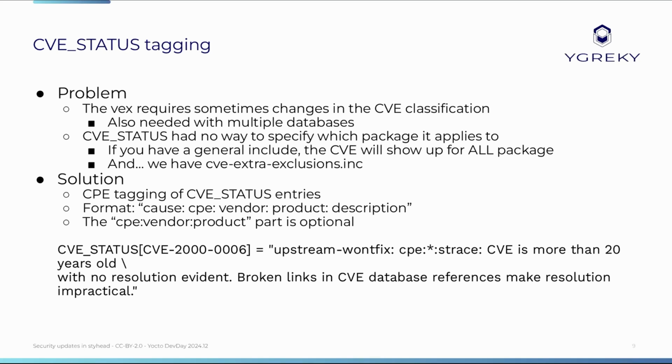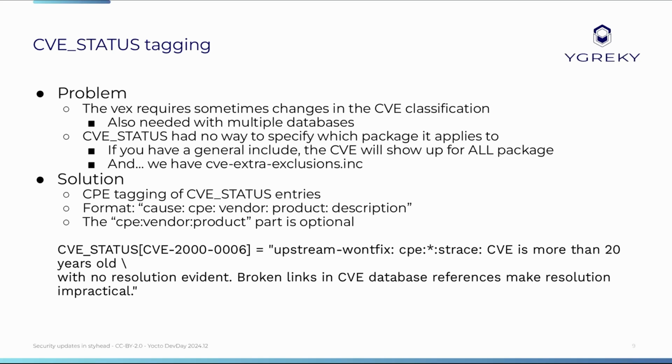If you do not put it, then it behaves as before. And we have an example of tagging of a CVE. In this case, we have an upstream wontfix, and we are adding the information that this is the strace package that is affected, and this CVE will show only for strace and nothing else.